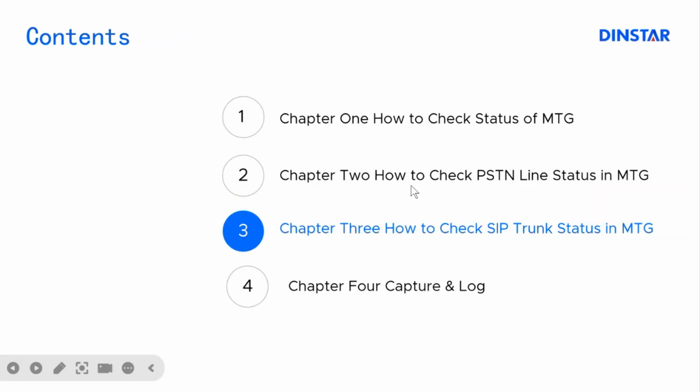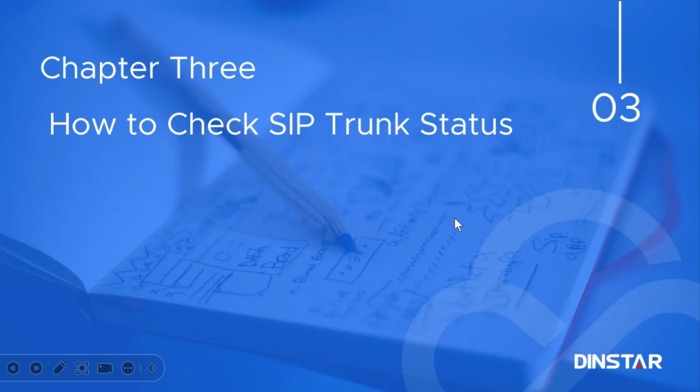Okay, great. So we have finished the PRI line checking. Now let's enter chapter 3, how to track the SIP trunk status in MTG. Chapter 3 is about SIP trunk maintenance, which is used for connection with IMS. You all know the IMS, the operators, and the IP PBX.